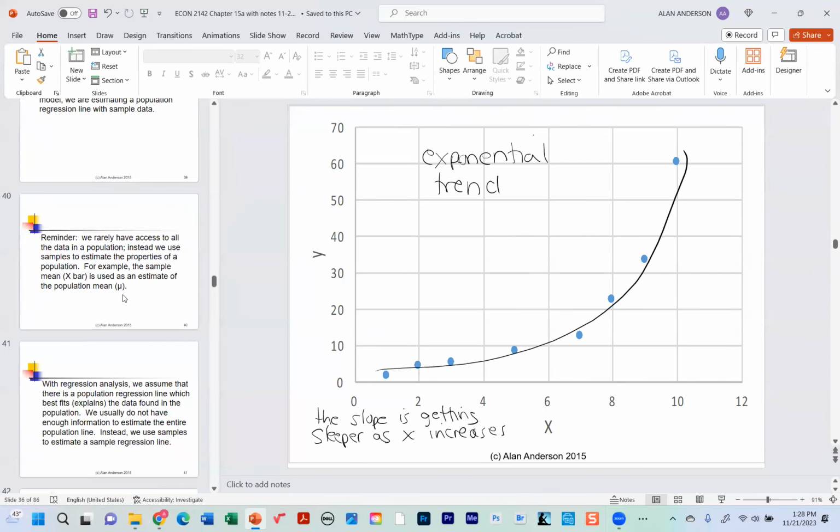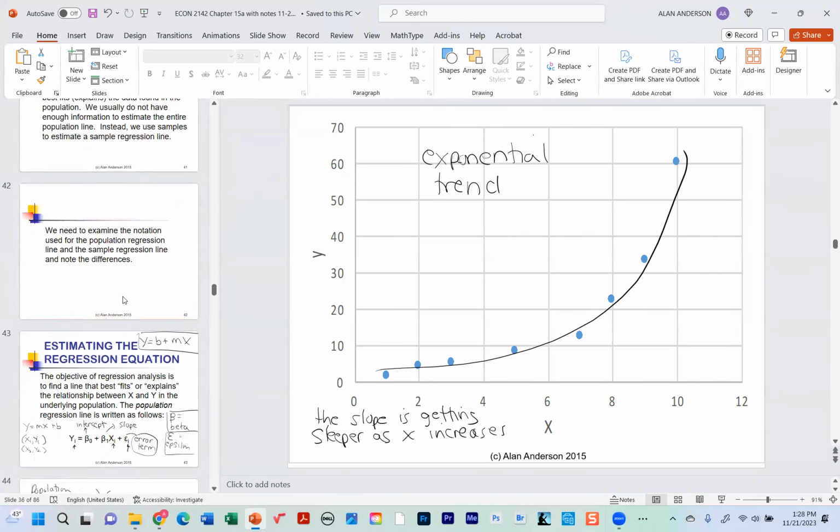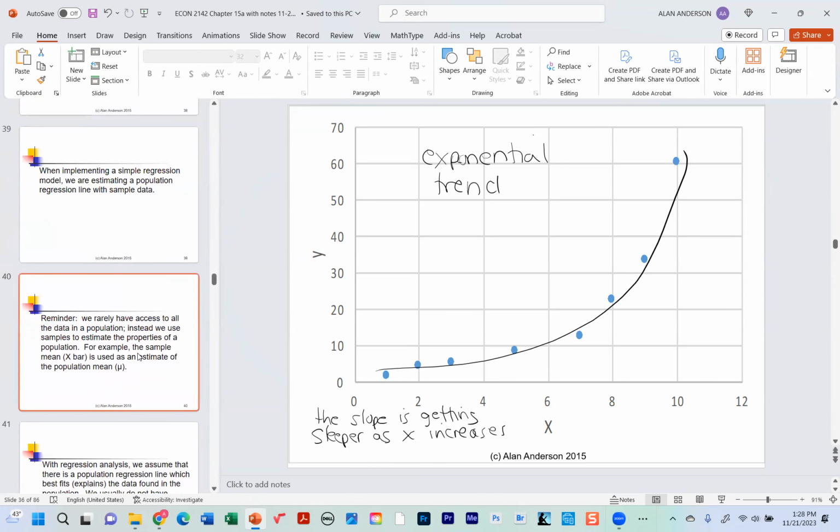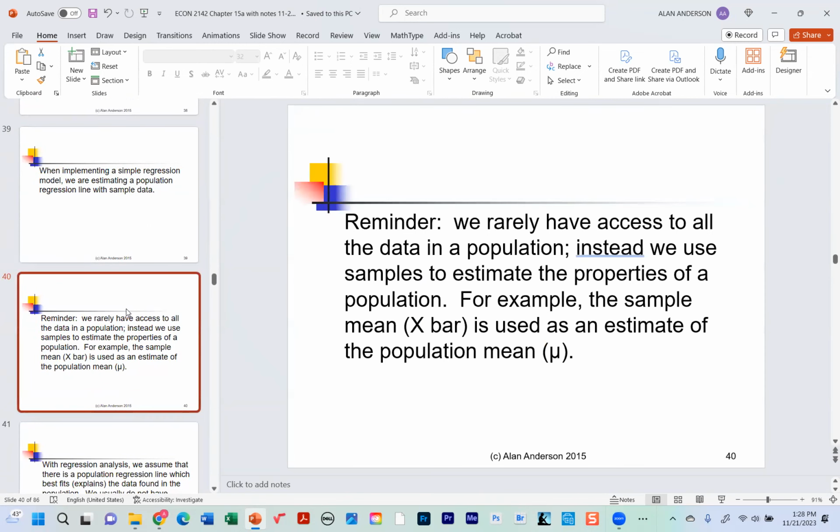Now, we're going to start by introducing some notation. Just as a quick reminder, normally in statistics, we do not have access to all the data in a population. Or even if we do, it may not make sense to try to analyze the entire population when a sample will do just as well. So normally we use samples to estimate the properties of a population. For example, early on in stats 1, remember that X bar, the sample mean, was used as an estimate of the population mean mu.